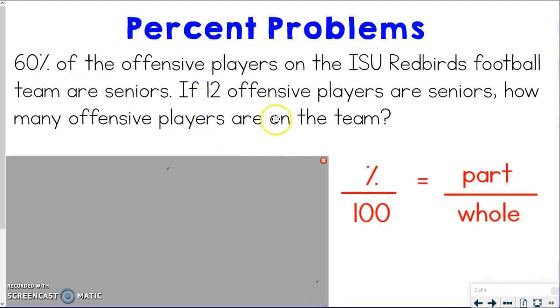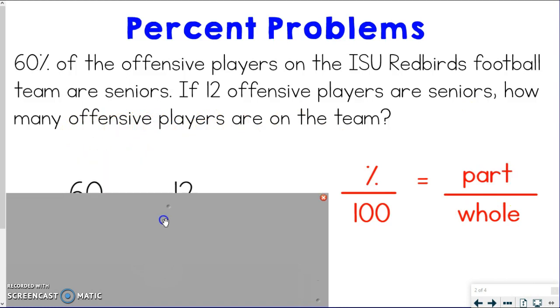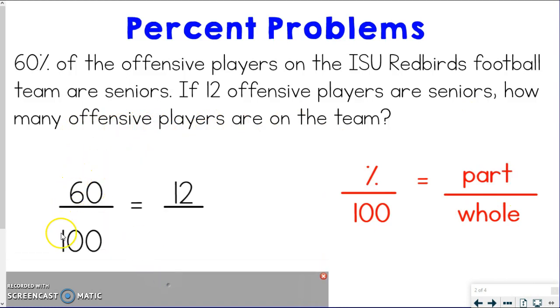So now I need to look at 12 and decide, is it the part or the whole? And when I look at this, it says if 12 offensive players are seniors. So that matches with the 60% of offensive players on the football team are seniors. So I know that 12 and 60 need to go across from each other, and that's the part. That's just who the seniors for the offensive players are. We're looking for how many offensive players on the team, which is the whole. So here's what my setup should look like. I've got 60 over 100 because that's the percent over 100. 12's the part, so it goes on top.